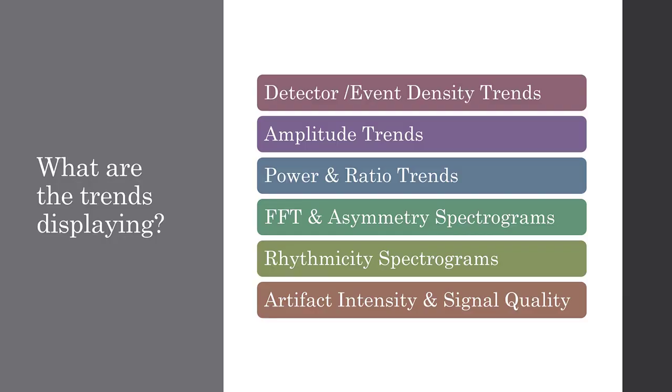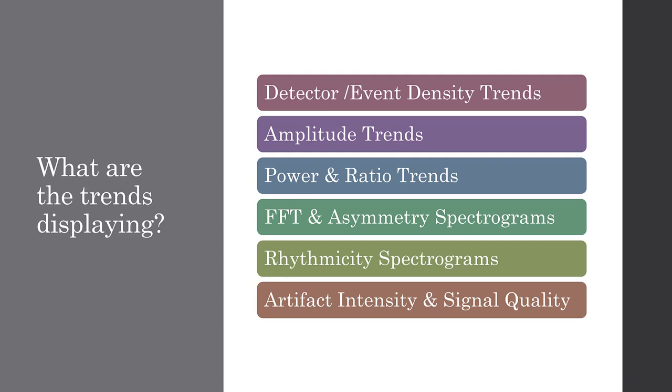Okay, so now we're going to go through the different trend types that we're going to be exploring in detail. We're going to start off with detector or event density trends. That's just a trend that shows when something is indicating true for whatever that detector is looking for. Then we're going to go into amplitude trends. Those are going to rise up and down based on the amplitude of the EEG, just like the EEG waveforms go up and down based on the amplitude of the EEG signal. Then we're going to go into power ratio trends.